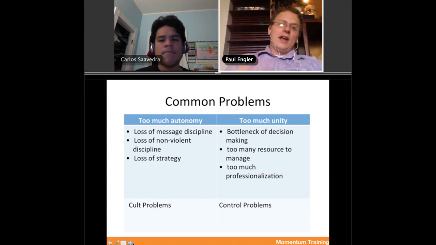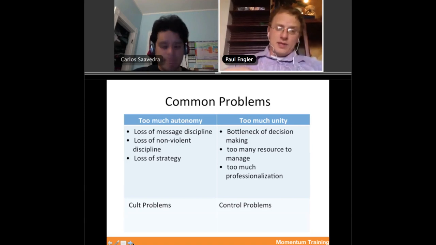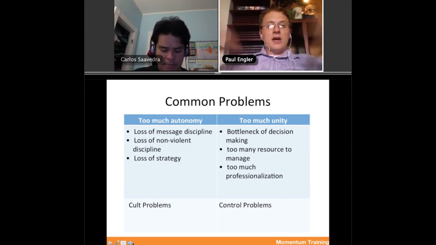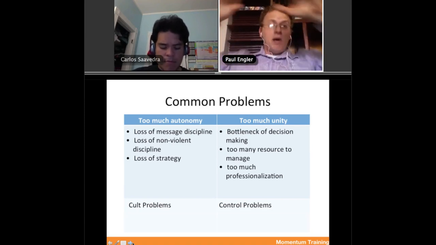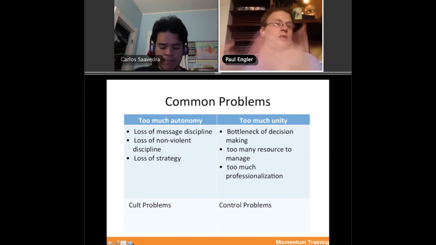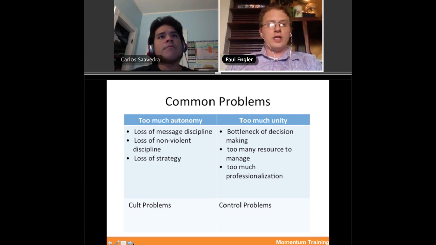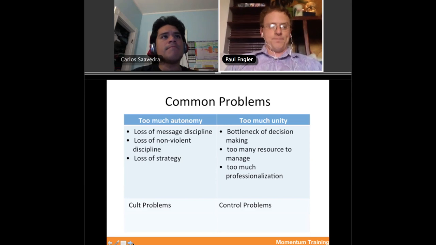And if there's too much unity, then there are control problems. What I mean by control problems is that lots of people can't get involved. There are bottlenecks of decision making. There are too many resources needed to manage all the activity, and there's too much professionalization. The staff is the one driving it. It's not a bottom-up organization. We could talk about examples of those problems, too much autonomy without unity, or too much unity. We're going to go over some examples now.